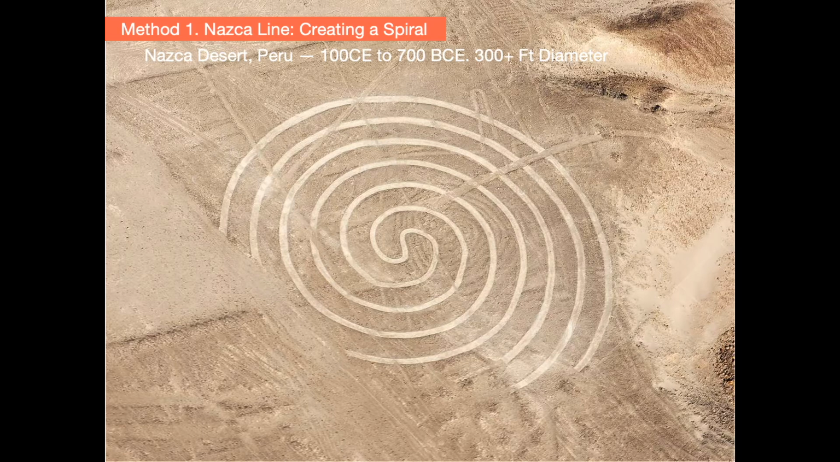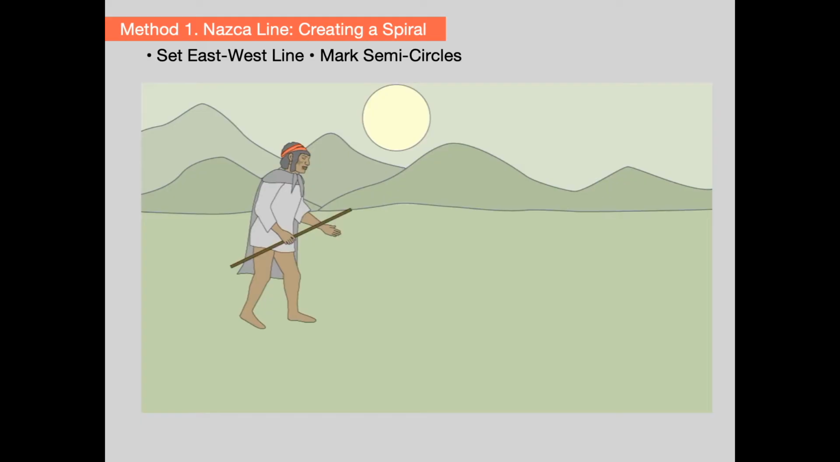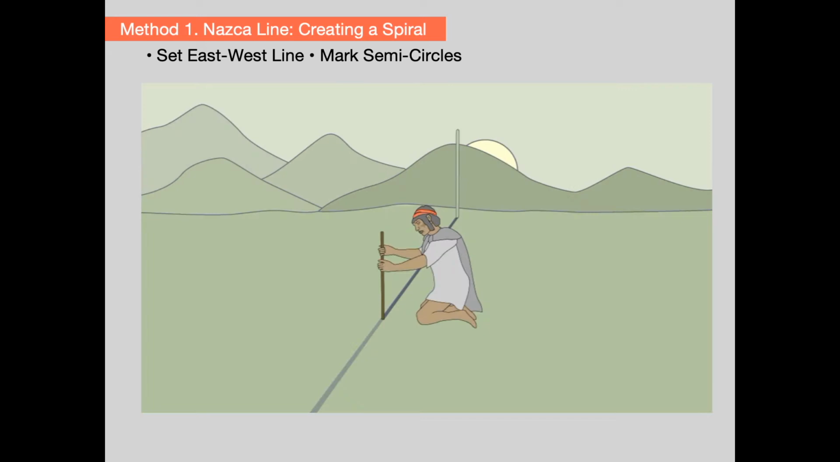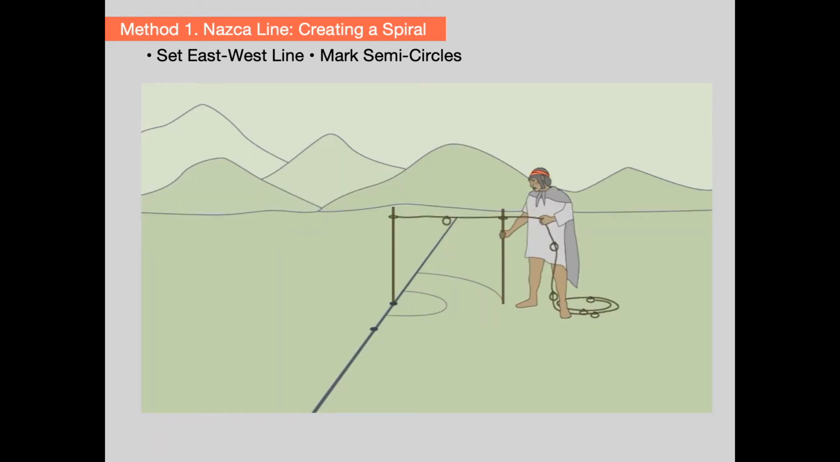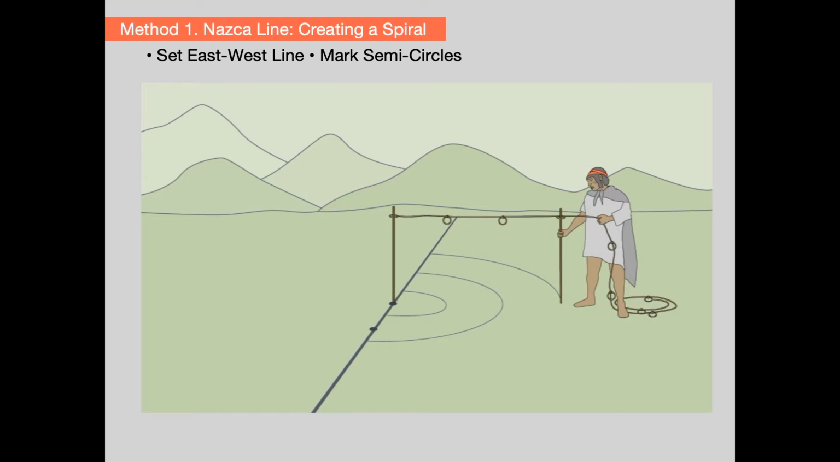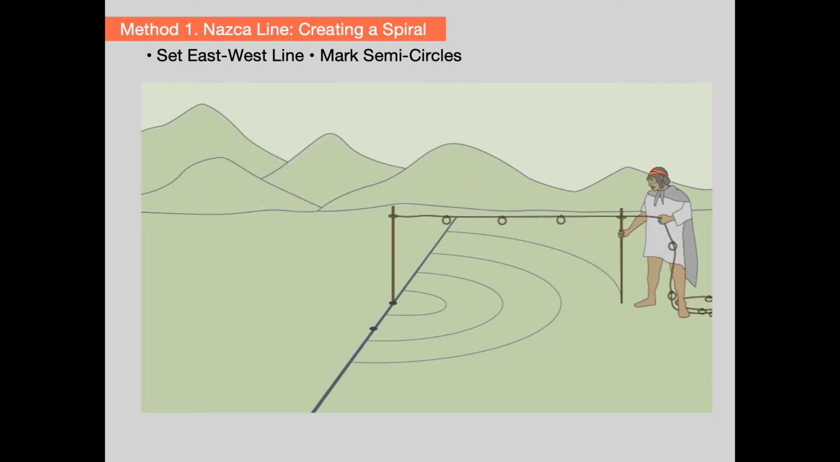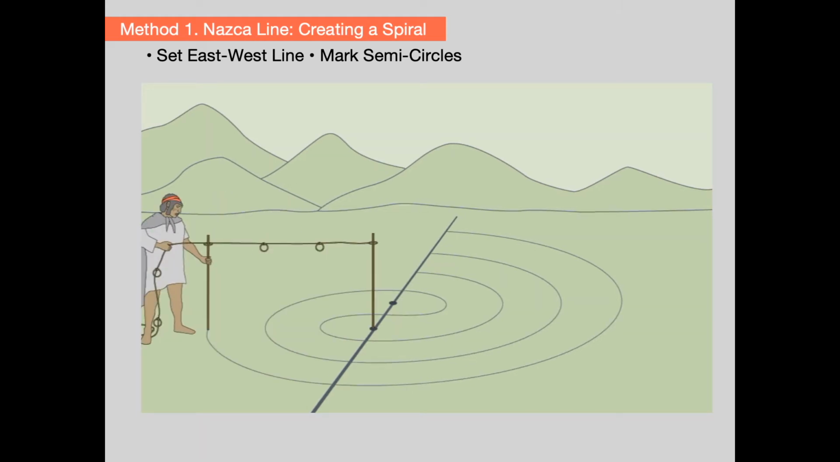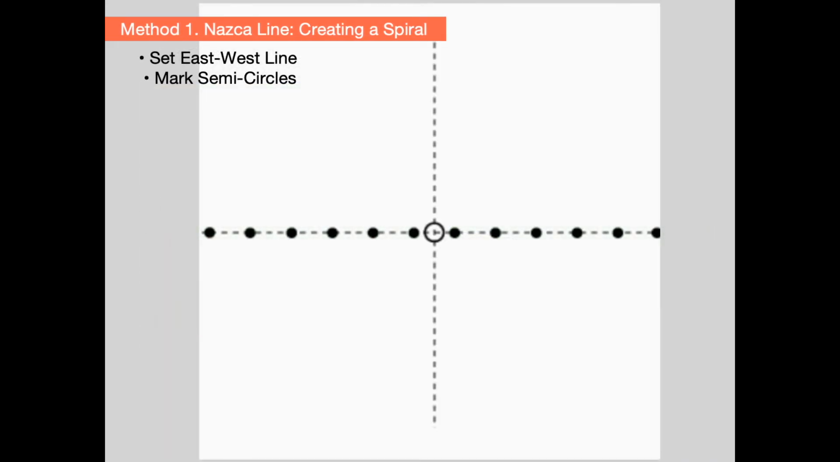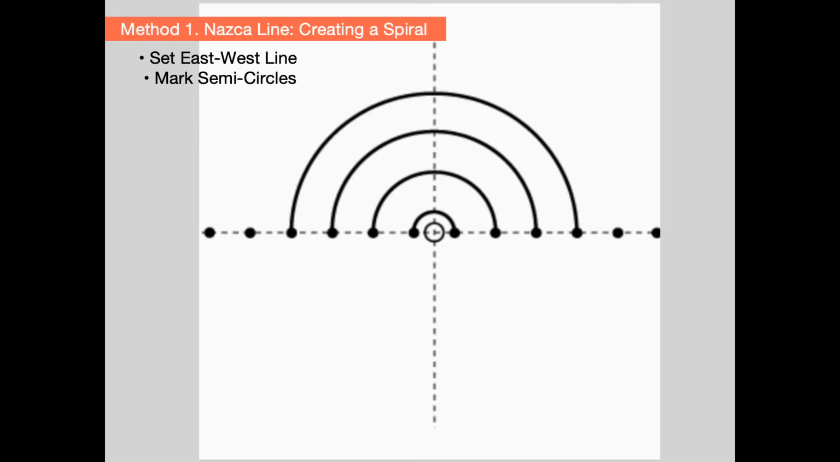This hypothetical method starts by creating a straight line, maybe an east-west shadow line formed by an equinox sunset. The pole is placed on the shadow line and concentric semicircles are drawn with the stick through each ring. The pole is then moved one ring space down the shadow line and another set of semicircles are drawn to create the spiral. This is a visualization of the same thing, starting with a shadow line to create a spiral.